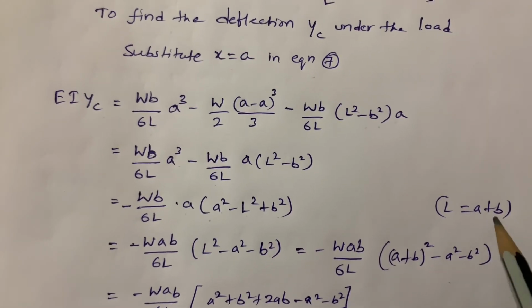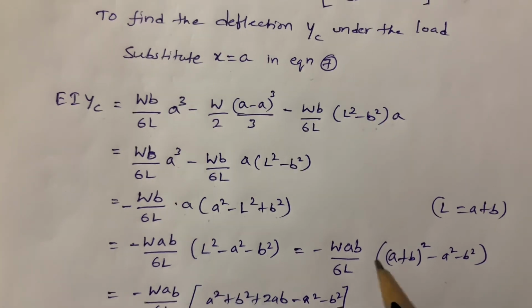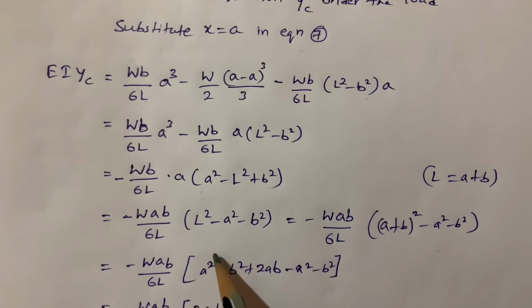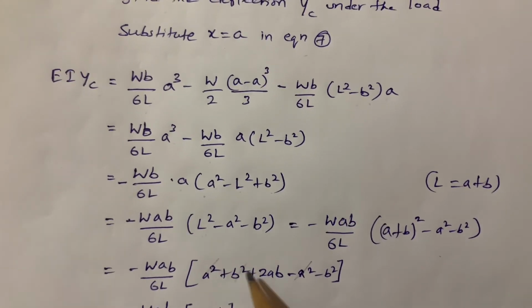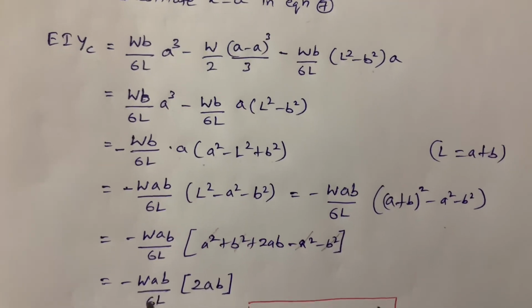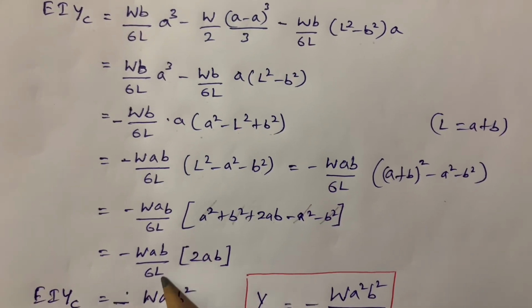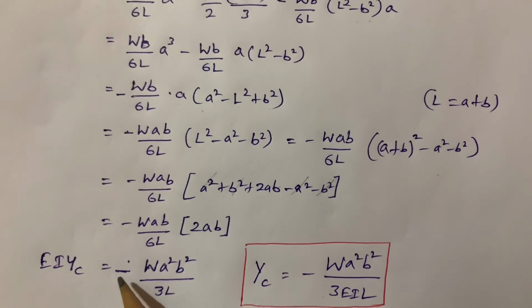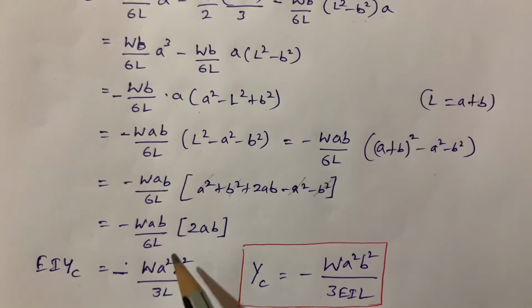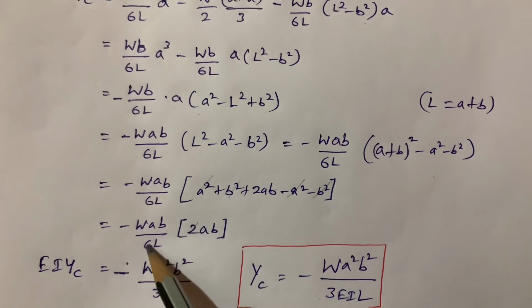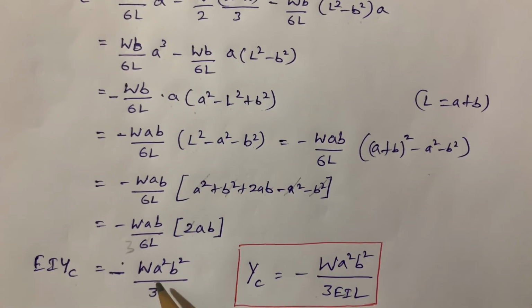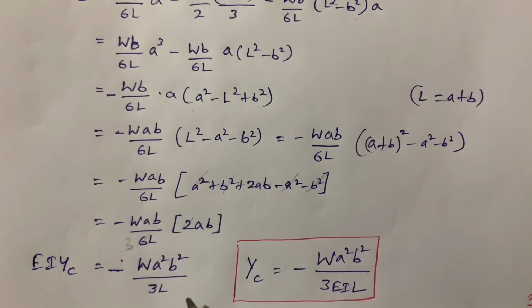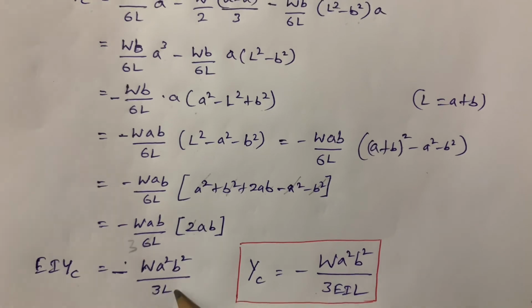Okay, so L equal to A plus B. I substituted L equal to A plus B here. So A plus B whole square formula is nothing but A square plus B square plus 2AB. So this A square and this plus B square minus B square get cancelled. So I got minus WAB by 6L into 2AB. Okay, EI into YC equal to minus WA square B square by 3L. This 2 and this 6 get cancelled three times. So ultimately our deflection YC equal to minus WA square B square by 3 EI into L.